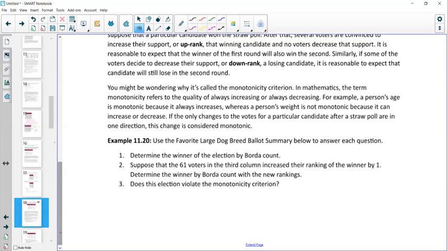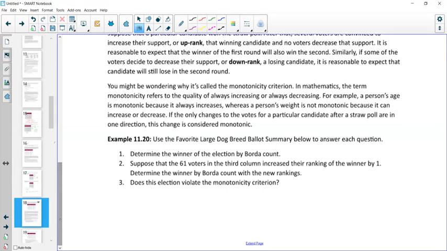So why do we call it the monotonicity criterion? Well, in mathematics, the term monotonicity refers to the quality of always increasing or always decreasing. For example, a person's age is monotonic because it always increases, whereas a person's weight is not monotonic because it can increase or decrease. The only changes to the votes for a particular candidate after a straw poll are in one direction. This change is considered monotonic. So use our favorite large dog breed ballot summary below to answer the questions.